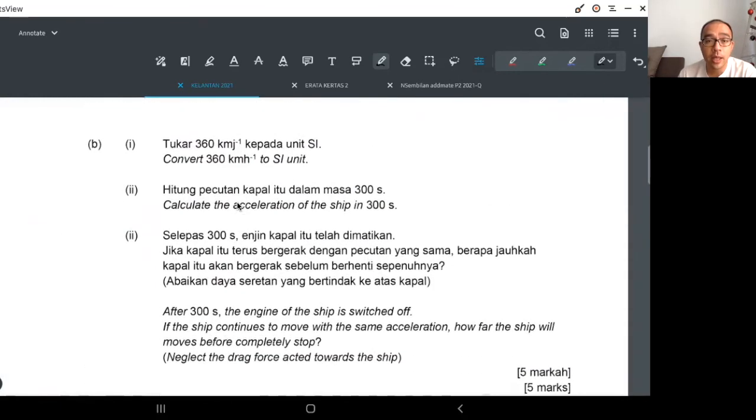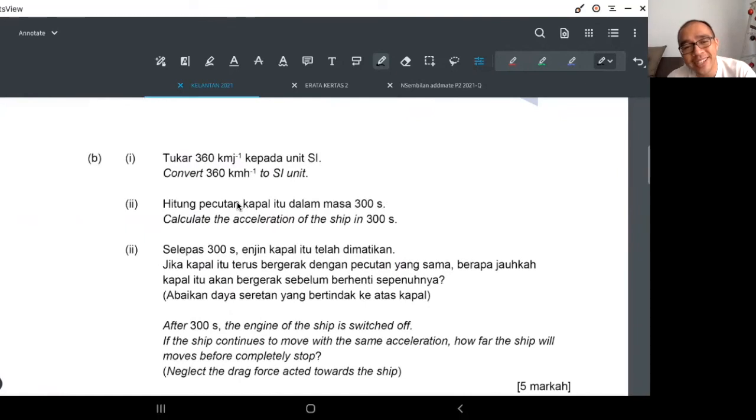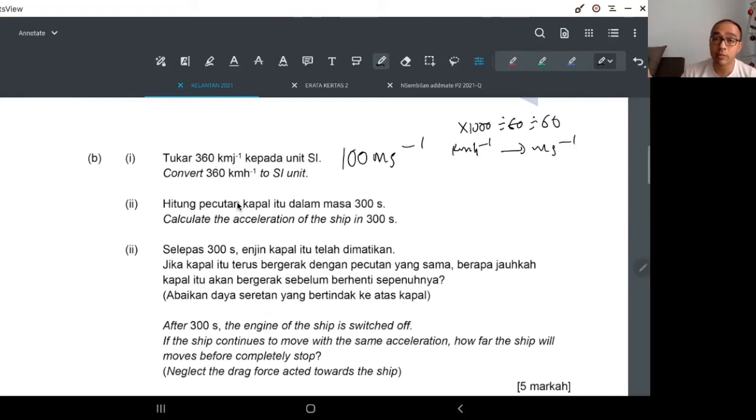Okay, fine. Convert 360 kilometers per hour to SI unit. I'm going to give you the final answer, but I don't remember whether I taught you the shortcut to this. Usually I don't teach the shortcut until the exam. 360 is changed to meters times 1000, divided by 60, divided by 60. Okay, changing from kilometers per hour to meters per second, you multiply by 1000, divide by 60, divide by 60. So you get 100 meters per second.